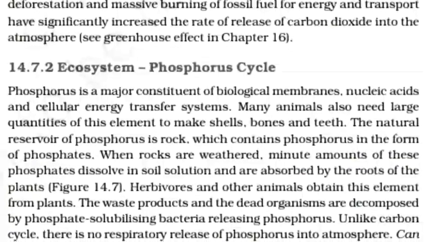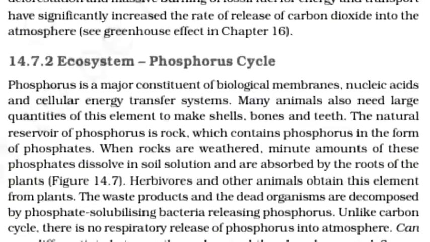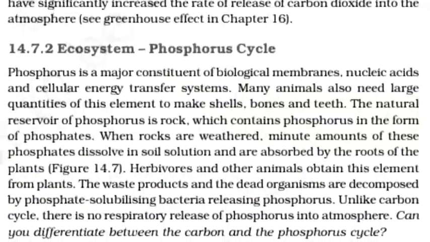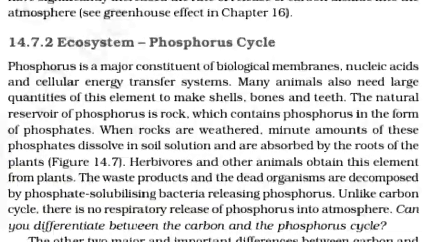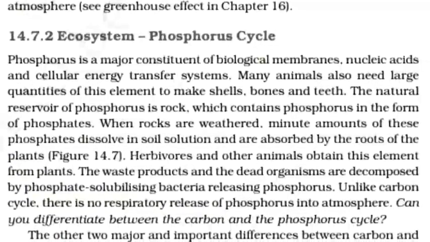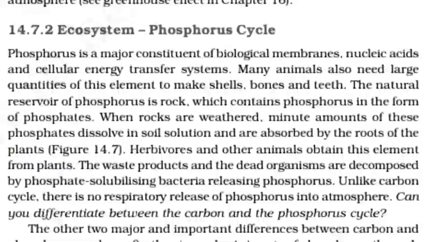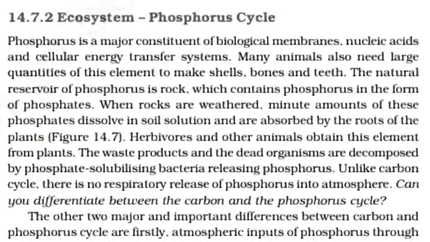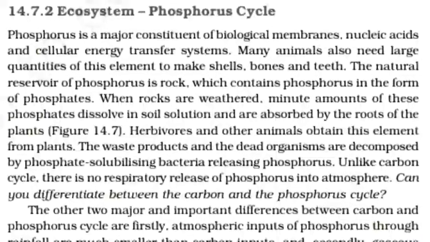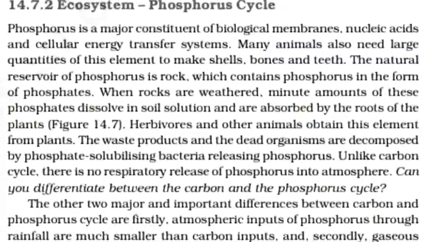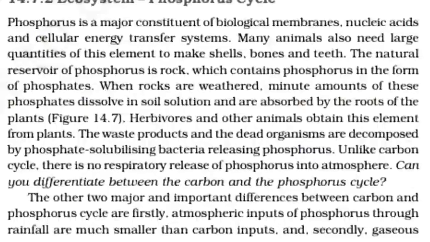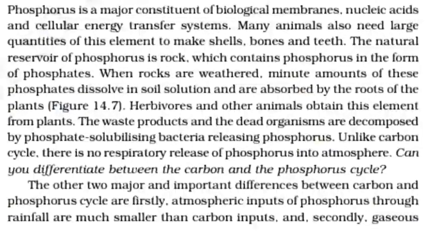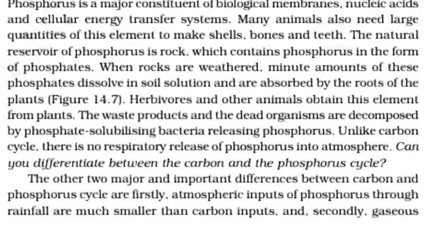When rocks are weathered, minute amounts of this phosphate dissolve into water in the soil solution and are absorbed by the roots of the plants. Herbivores and other animals obtain this element from plants. The waste products and the dead organisms are decomposed by phosphate solubilising bacteria, releasing phosphorus. Unlike the carbon cycle, there is no respiratory release of phosphorus into the atmosphere. Can you differentiate between the carbon and phosphorus cycles?